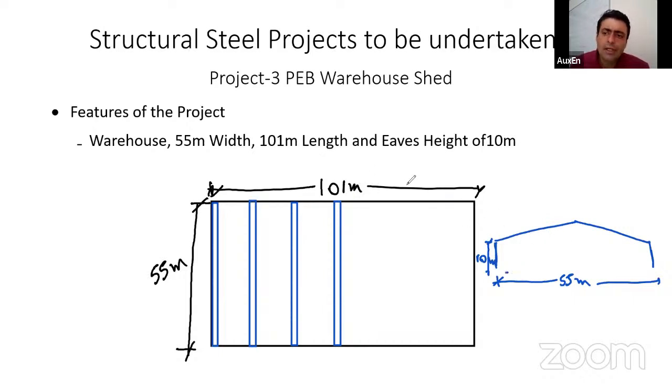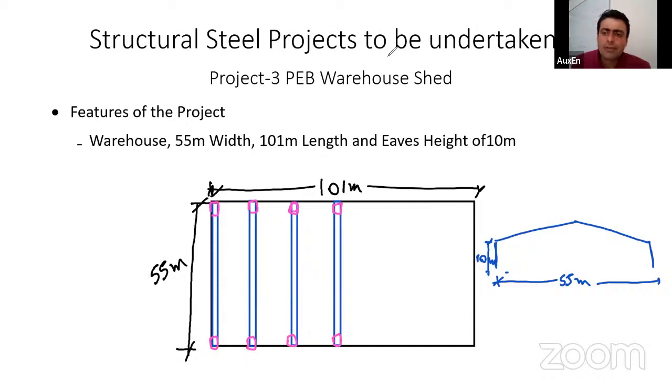Because this is a big span, a 55 meter span, we will be having internal columns. These magenta colored boxes show you the position of internal columns. Can you see it on the screen, what I am drawing right now? Is it visible?